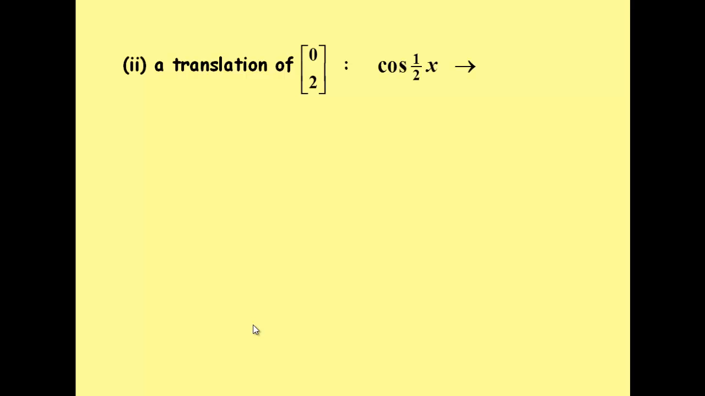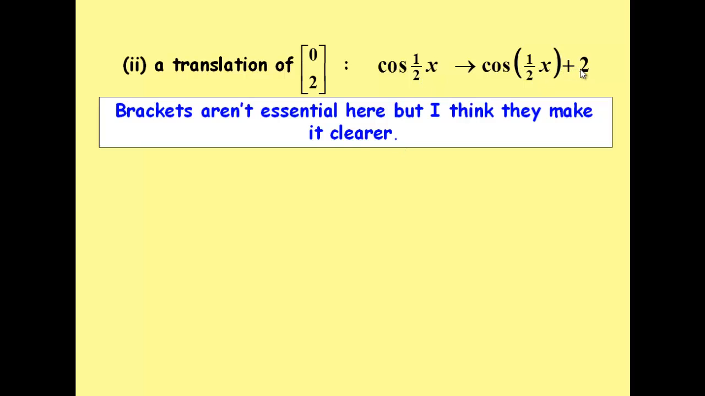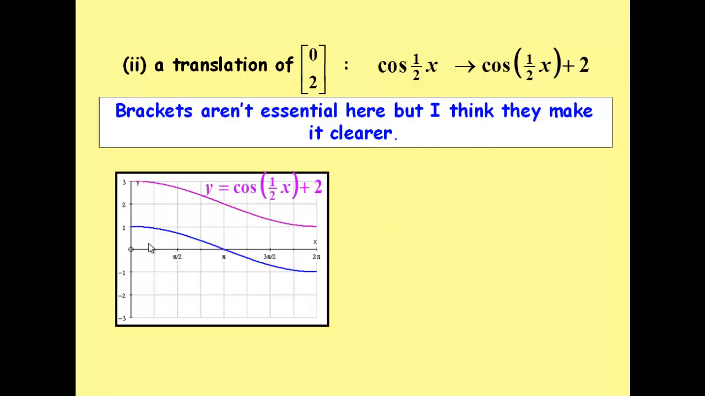Okay, now our translation. This is the effect it will have. It will add 2 to the whole thing. It's y, it's the easy one if you like. We just stick it on the end. It doesn't interfere with this. We don't need brackets, but it's good practice. It helps to clarify what's going on. And this is the effect. This is our y equals cos half x graph that we've just got from that first stretch. And it simply adds 2 to all of the y values. And you can see there plus 2.